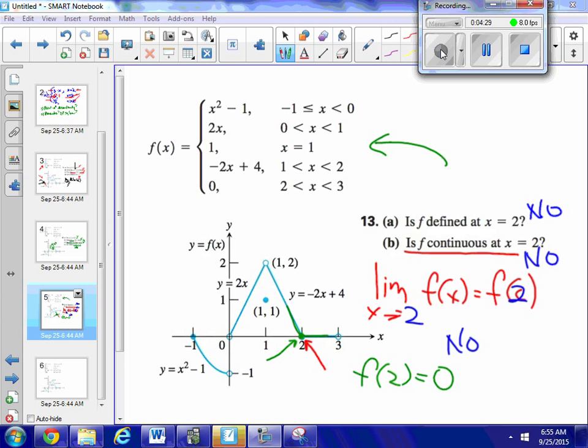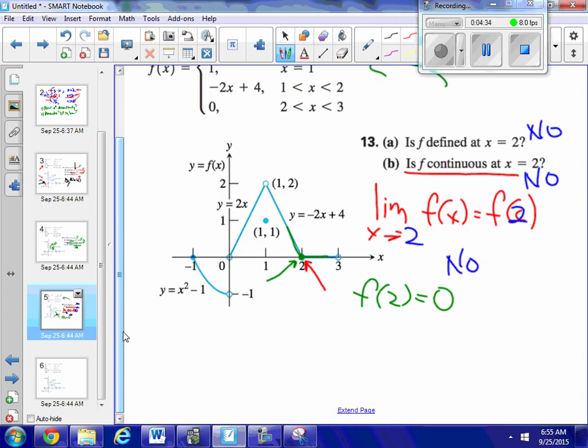And similarly, if I redefine f of 1, right now f of 1 is equal to 1, but if I change that and I redefine f of 1 to be equal to 2, then this point here would move up to there, and that would make it continuous at x equals 1. So these are both removable discontinuities that we just talked about.